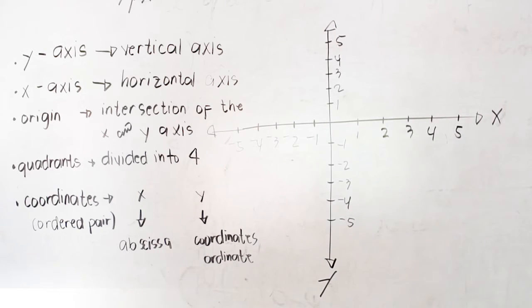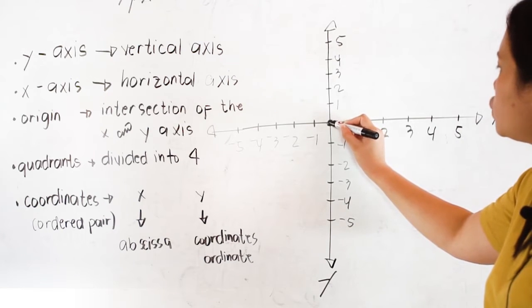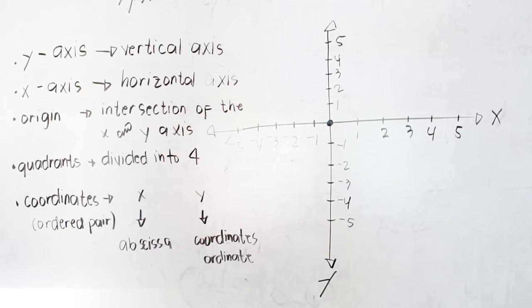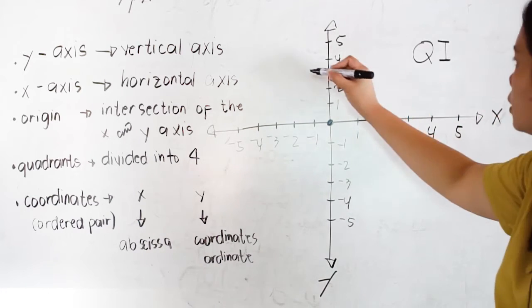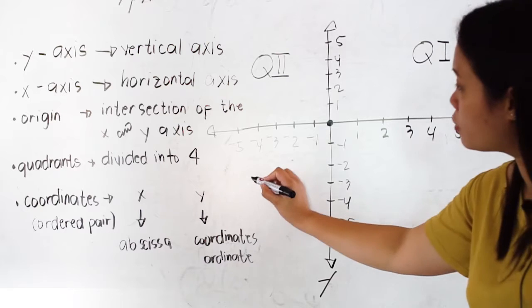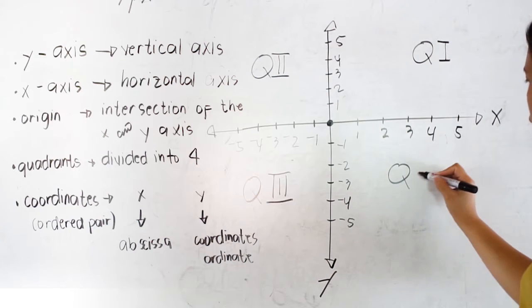The next is the origin, the intersection of the x and y axis. So the intersection is here. So this is the origin. And then next is the quadrants. A quadrant is counterclockwise. So let's start here. This is quadrant 1, quadrant 2, quadrant 3, and quadrant 4.